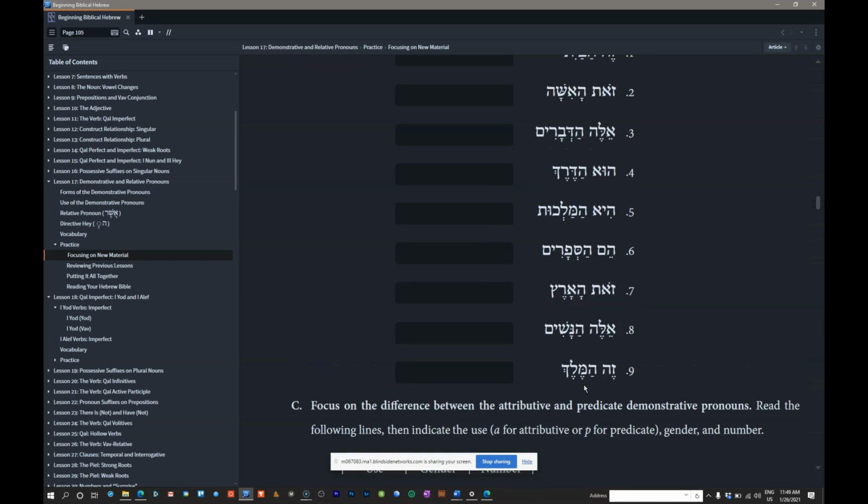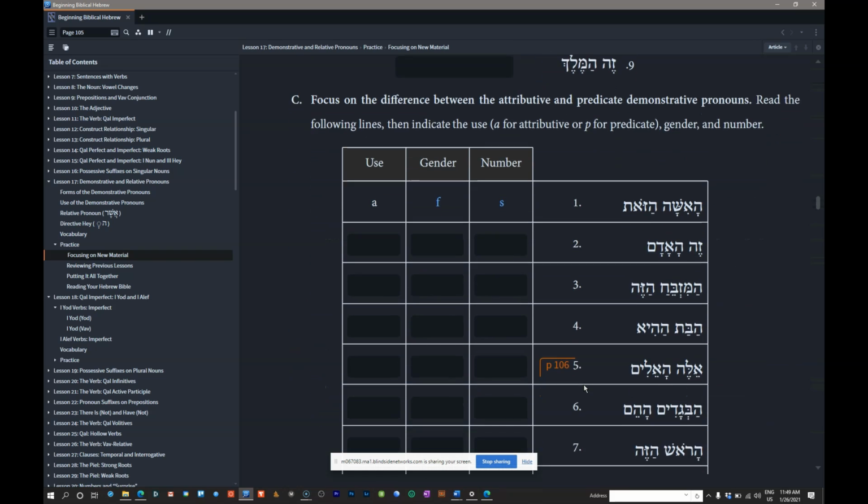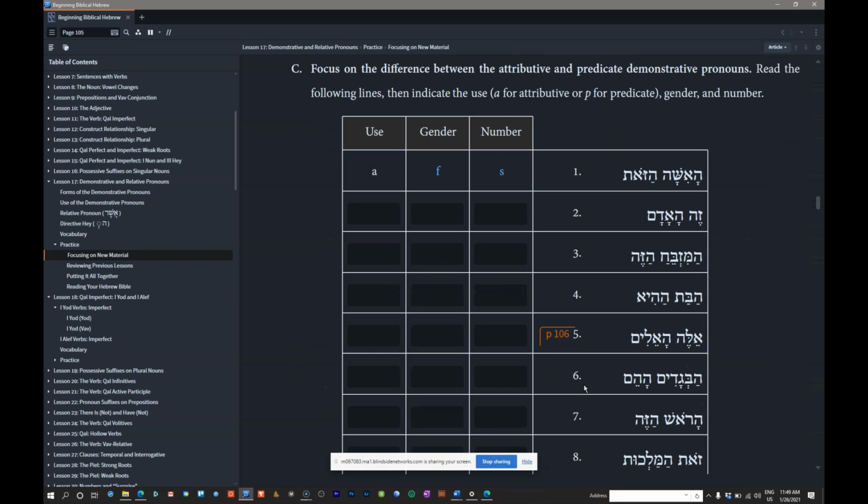So pretty straightforward there. Looking at C, now we could have either. How do we tell which is which? Well, anytime you see the demonstrative precede its noun, think predicative. And then you can verify it by checking the article. So here, it both precedes and lacks the article. That means that it is predicative.